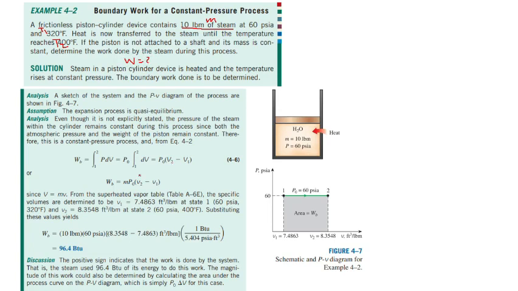Simply you will use this formula, W is equal to mP(V2 minus V1). You know the value of pressure, which is 60 psi, mass is given as 10 pound, and V2 minus V1. Because it is water, for water you will use the steam tables. From the steam tables you will get the values of V1 and V2. So you will put their values here and your answer will be this. Okay, this is your answer.